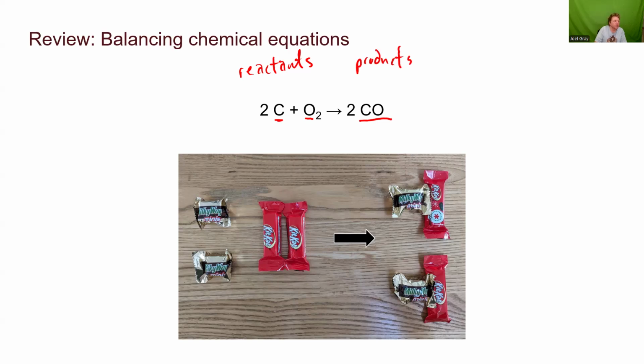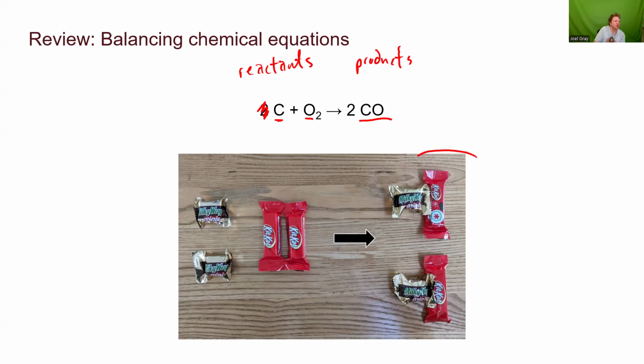So here, we're going to look at our products. We've got carbon reacting with O2. O2 is one of your diatomic gases, oxygen, and that's going to produce CO. Now, immediately you recognize there's a little bit of an imbalance there. And so the first thing that you're going to do is balance the oxygens first. So now you've got 2CO.